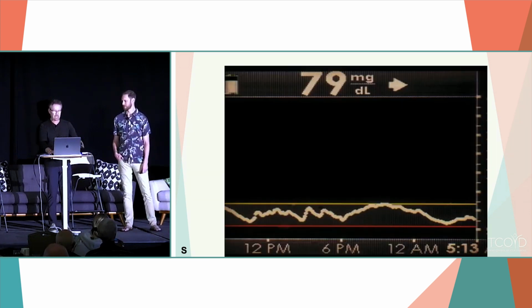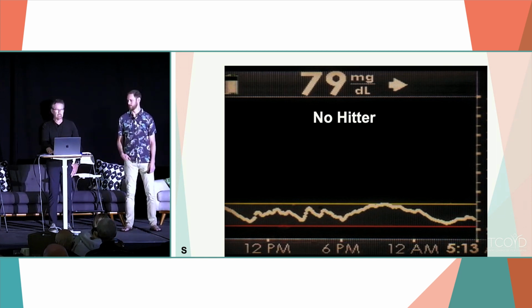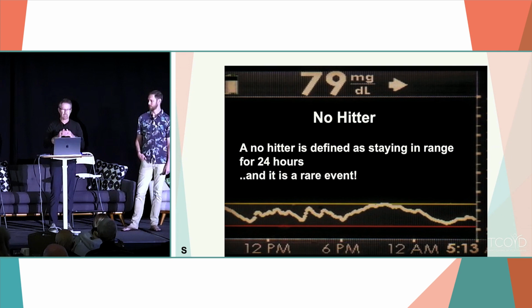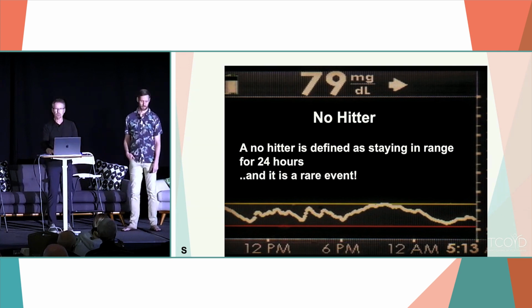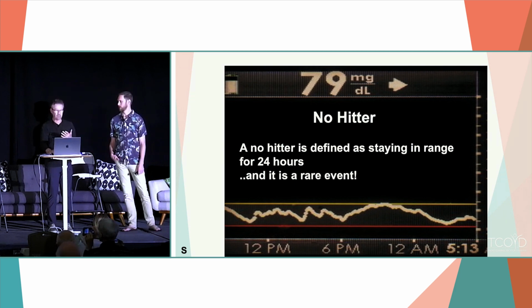Now, this is an old slide, but it represents what a no-hitter is. A no-hitter is basically you're between 70 and 180 for 24 hours. And if you think about it, 70% is the goal, right? Time in range. That's 17 and a half hours. That's many hours where it's acceptable to be out of range. So this is the definition of a no-hitter. And basically, it is a rare event.